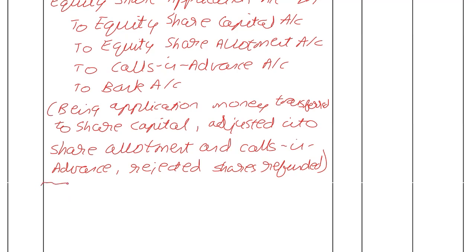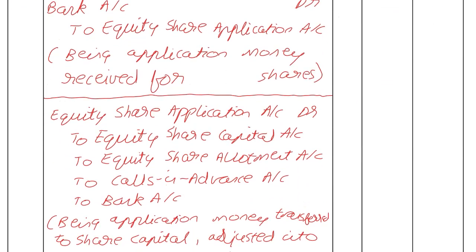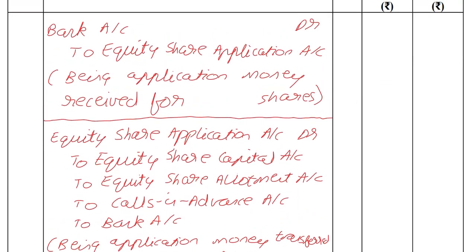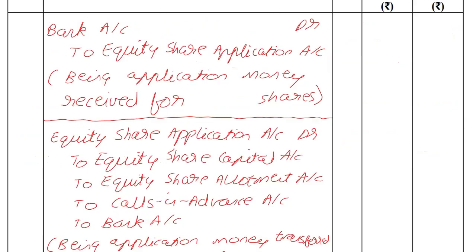Now that I'm done making these two entries, now I will think about putting in the numbers, because we have already done the calculations. Here we are talking about 1,50,000 shares and 3 rupees per share at the time of application. Multiply 1,50,000 into 3. We get 4,50,000 here and we get 4,50,000 here. Then the same 4,50,000 we're debiting over here.